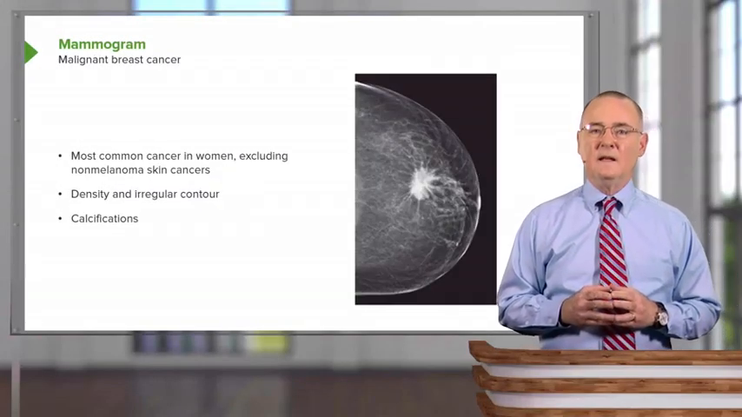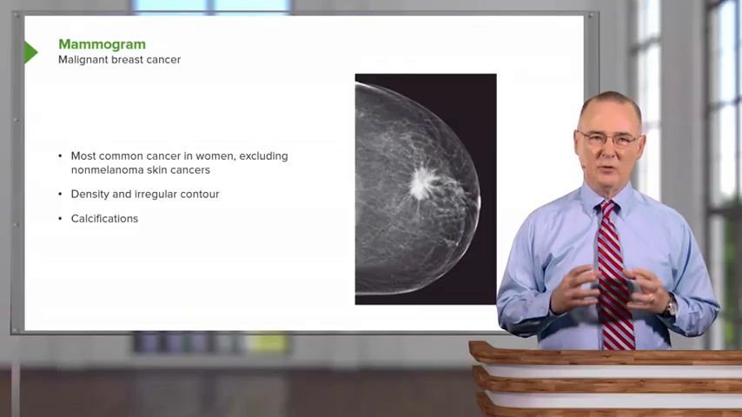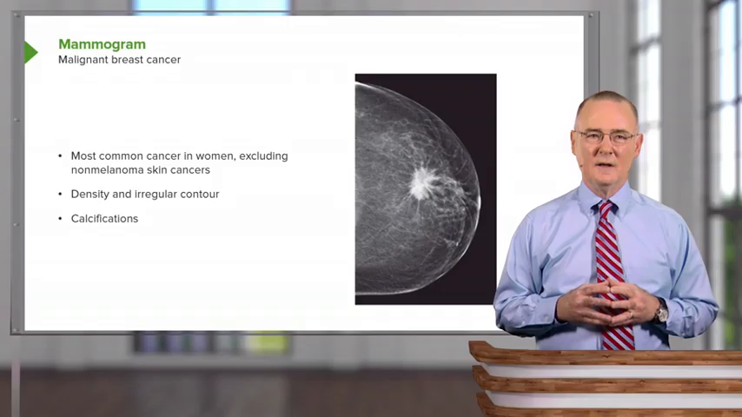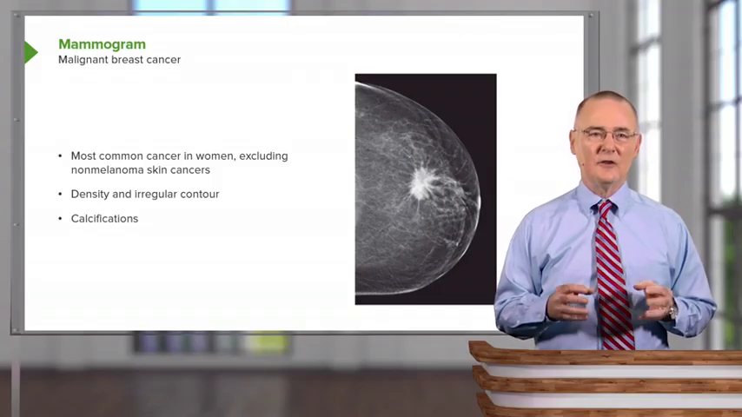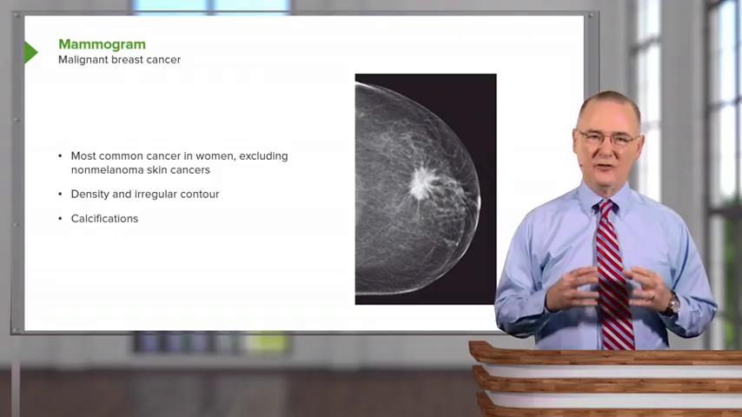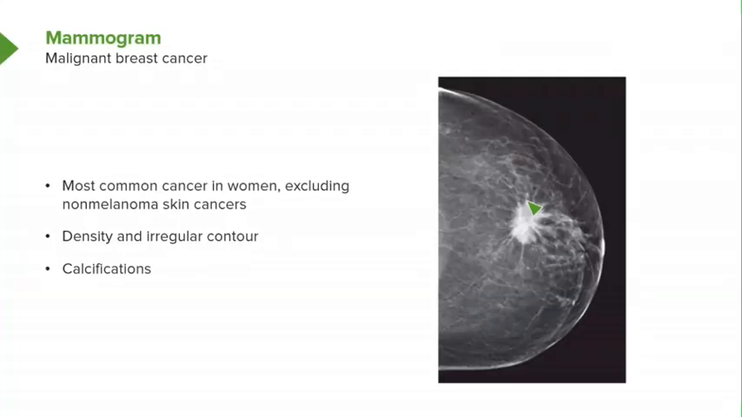Now here we're seeing another mammogram, but in this case we're seeing breast cancer. This is the most common cancer in women, excluding non-melanoma skin cancers. And here we can see a density or condensation. It has irregular borders to it.